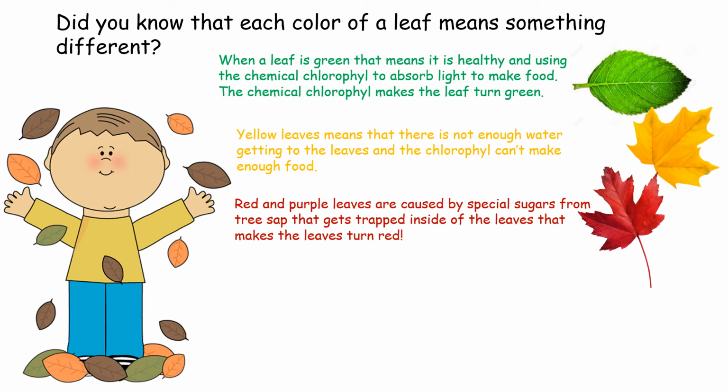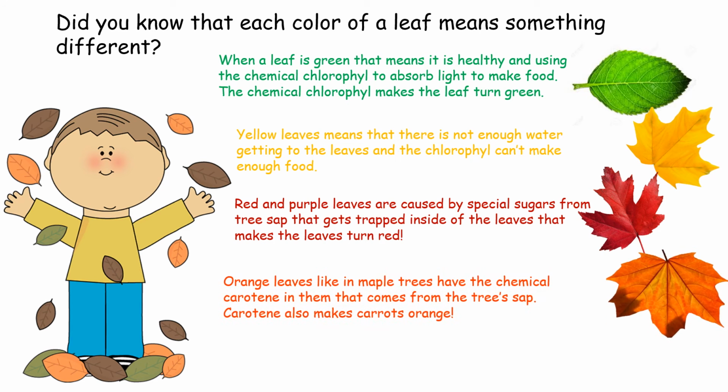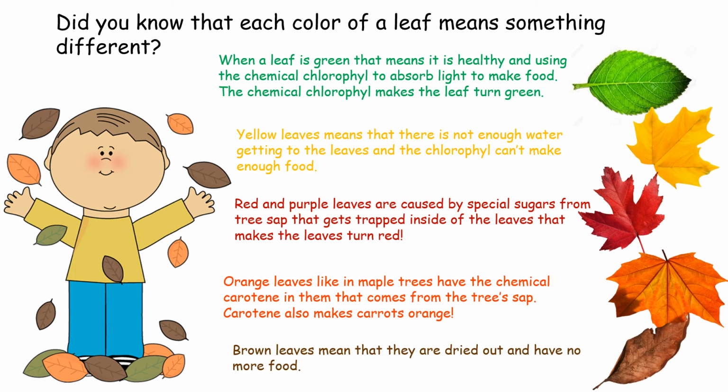Red and purple leaves are caused by special sugars from tree sap that gets trapped inside the leaves that make the leaves turn red. Orange leaves, like on maple trees, have the chemical keratin in them, which comes from the tree sap. Keratin also makes carrots orange. Brown leaves mean that they are dried out and have no more food.